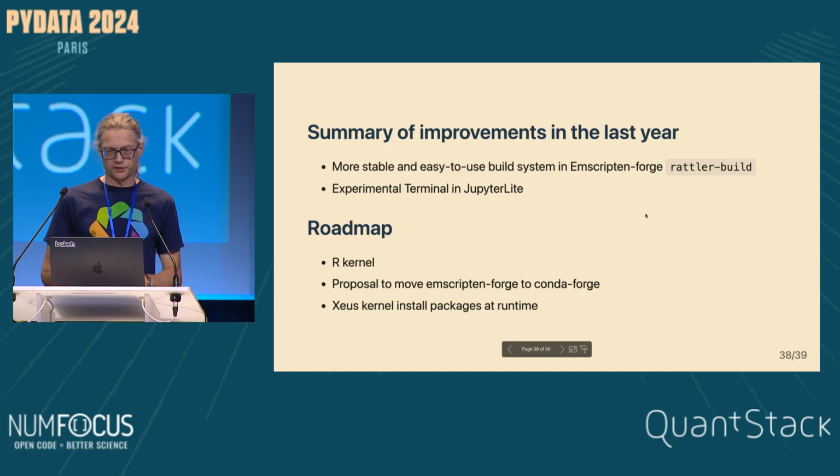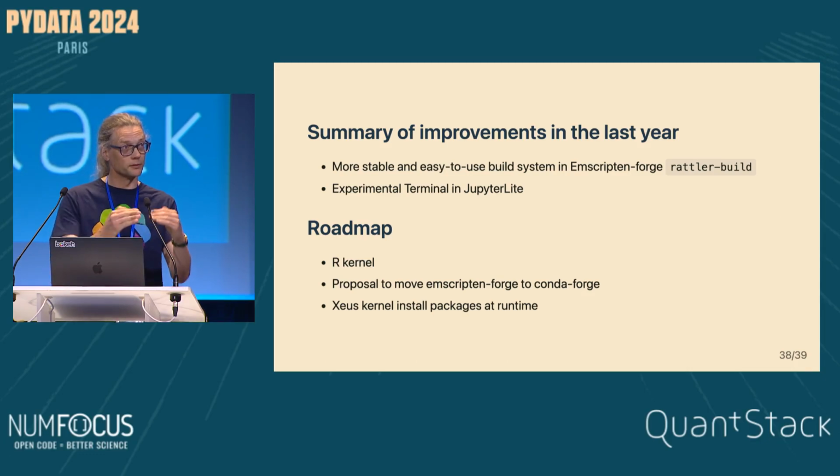Quick summary of improvements in the last year that we haven't mentioned so far. There's a better build system, which is much easier to use, called rattler-build, in Emscripten-forge. It just makes things easier, and won't affect many people. And we've already mentioned the experimental terminal. Looking ahead, there is an R kernel being written as we speak by somebody in the room. That will hopefully be available soon. And I did mention the proposals to include Emscripten-forge within conda-forge and the PyData build into PyPI too.